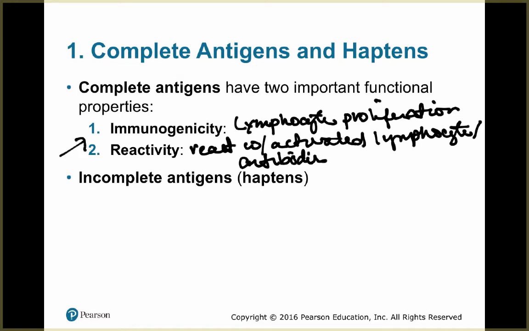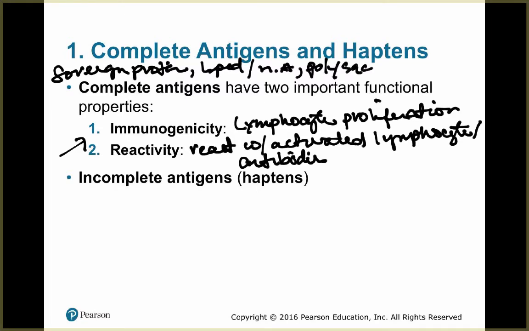So these guys right here, examples that you can see are foreign proteins. You can think about any kind of lipids, those fats, or DNA, nucleic acids from other cells, or carbohydrates, polysaccharides that you can see on the membranes of different microorganisms. Or you can even see pollens or microbes themselves. So those are all complete antigens.